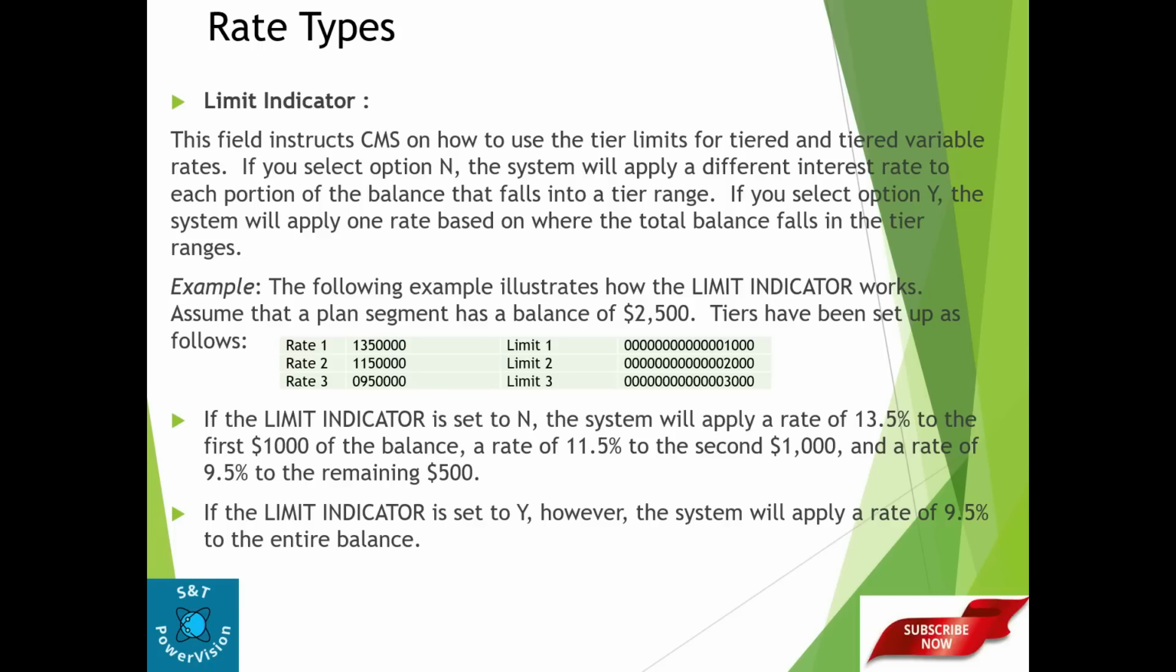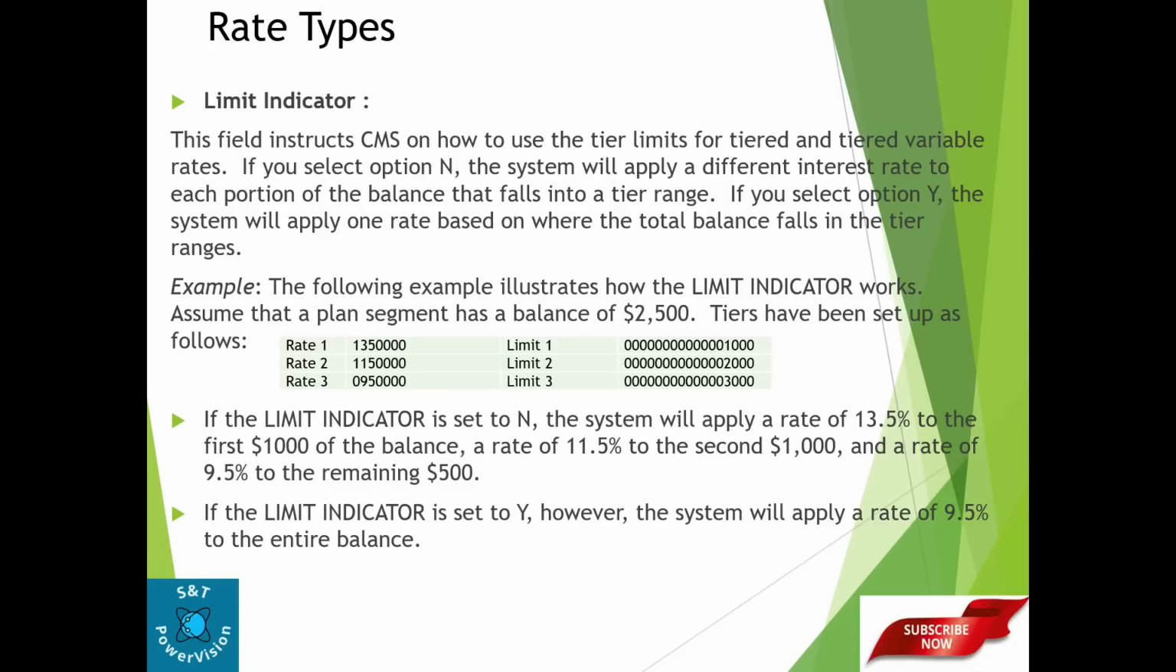The following example illustrates how the limit indicator works. Assume that a plan 1 segment has a balance of 2500. Tiers have been set up as follows. Rate 1 is 13.5%, limit is set to 1000. Rate 2 is 11.5%, limit is set to 2000. Rate 3 is 9.5%, limit is set to 3000 here.